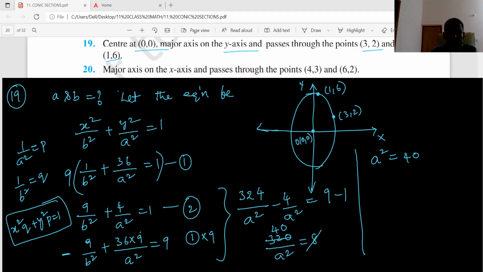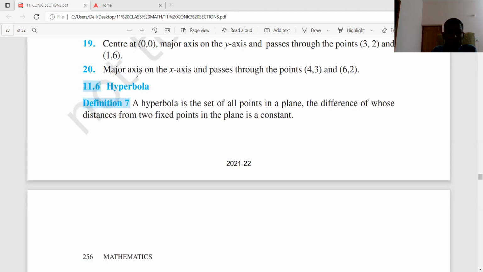Next, question 20: major axis on the x-axis and passes through the points. Yes, sir, I got it. Same thing. Sir, I didn't get the values right for the 19th question. Oh, you did it, but you did not get the values. But I told you the trick now: 1 by a square, 1 by b square, keep as it is and find out. You need to cross multiply, take LCM and all.